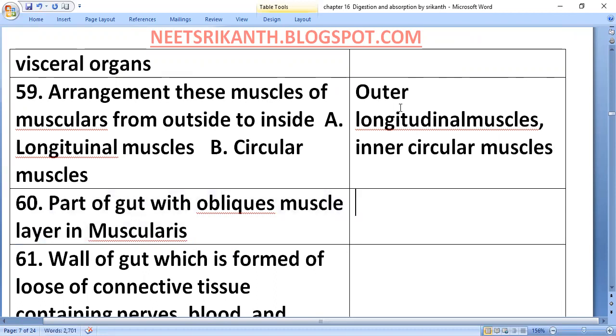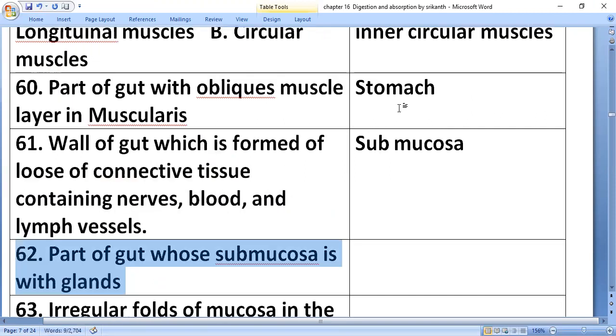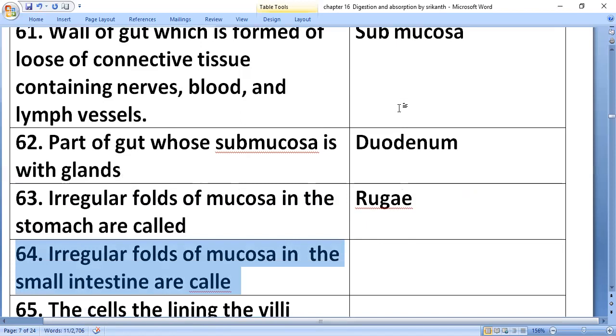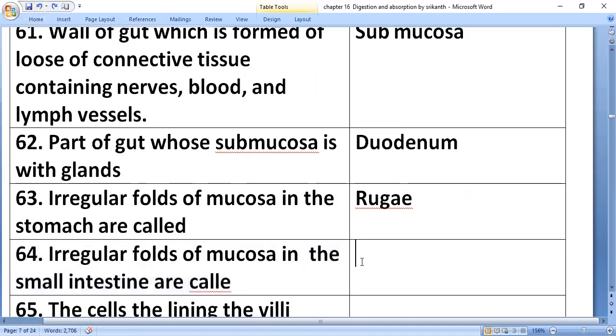Part of gut with oblique muscle layer in muscularis: stomach. Wall of the gut which is formed of loose connective tissue containing nerves, blood vessels, and lymph vessels: submucosa. Part of the gut whose submucosa has glands: duodenum. It contains Brunner glands. Irregular folds of the mucosa in the stomach are called rugae. Irregular folds in the mucosa of the small intestine are called villi.